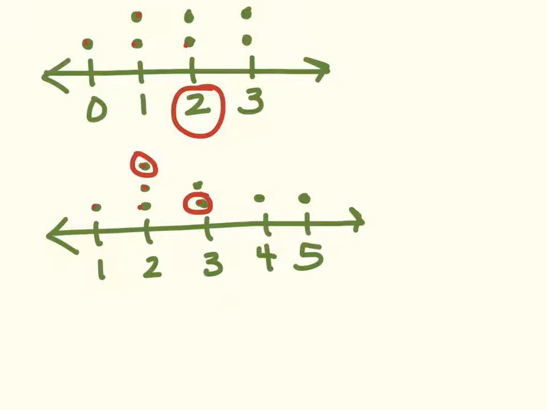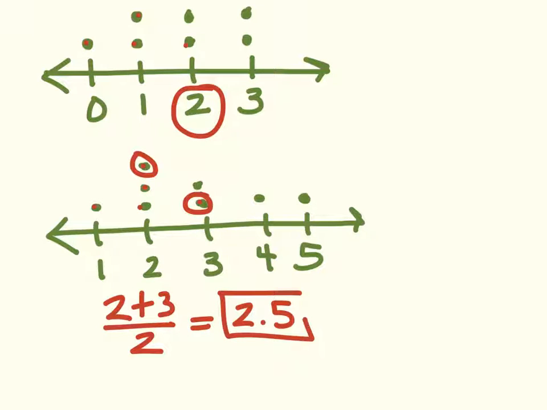Okay? So we know if we have an even number, we have to find the mean of the 2 middle numbers to locate our median. So our 2 median values are 2 plus 3. We divide by 2 to get an answer of 2.5. So the median number of hours the children exercised was 2.5 hours.